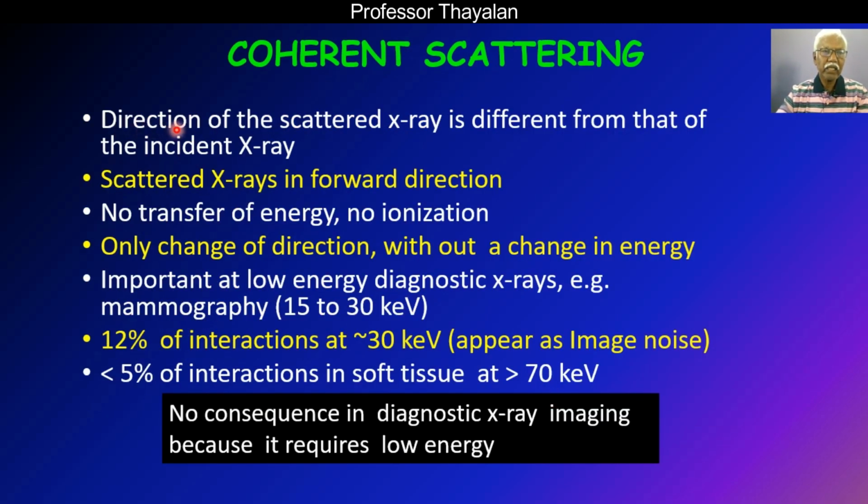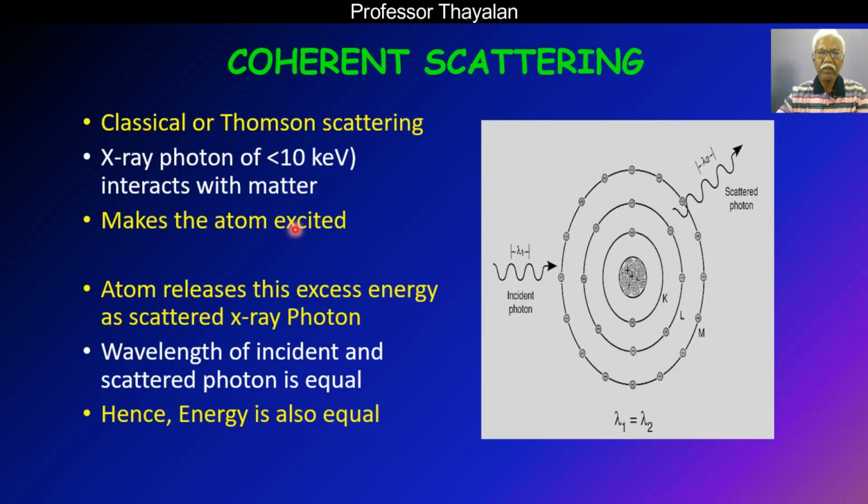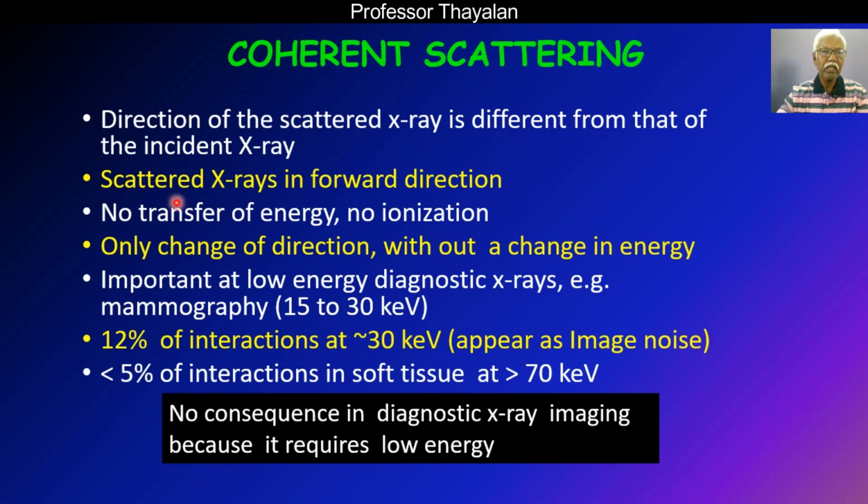In coherent scattering, the direction of the scattered X-ray is different from that of the incident X-ray. You can see from the picture, this is the direction of the incident X-ray, this is the direction of the scattered photon. They are different. The scattered X-ray is in the forward direction, with no transfer of energy, no ionization, only a change of direction without a change in energy.